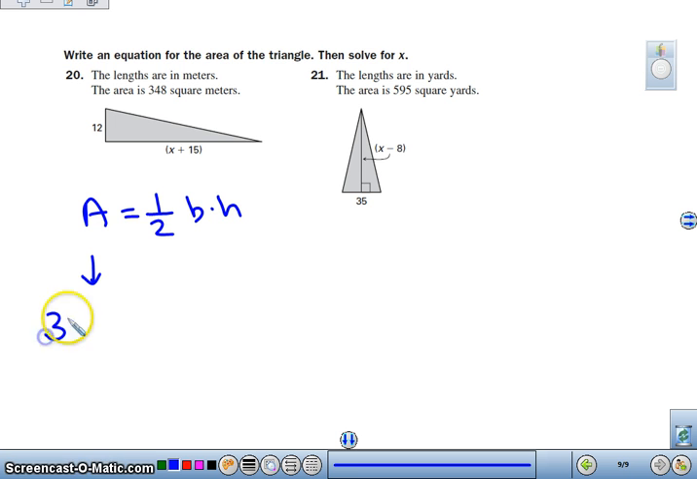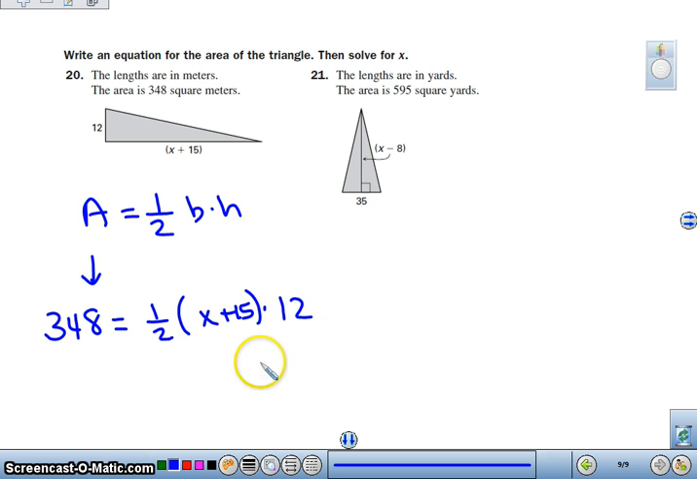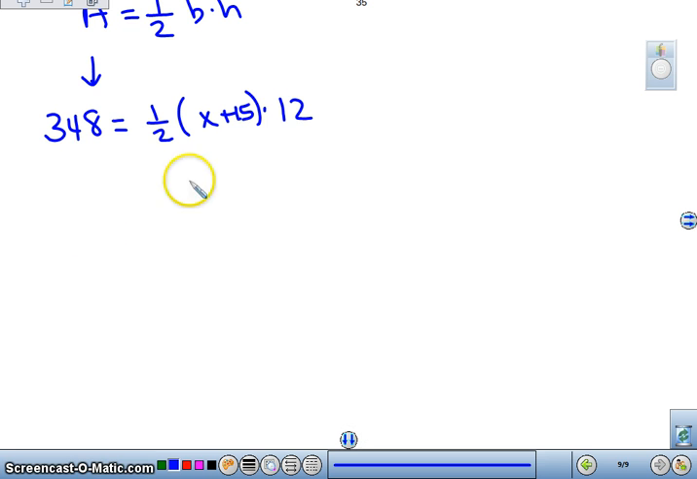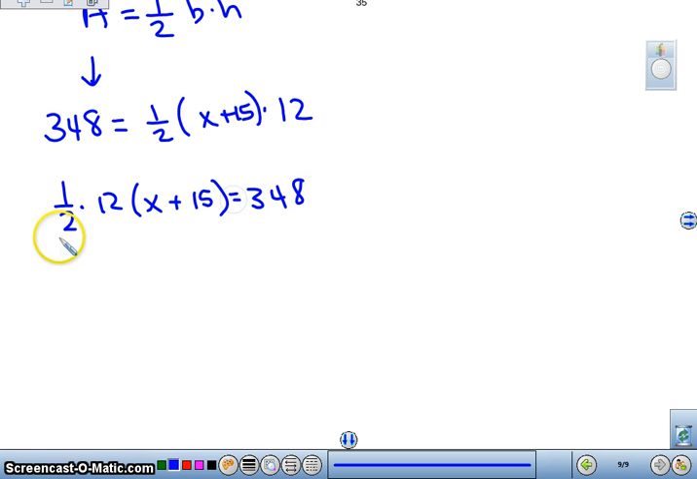You're going to write down 348 equals 1/2. My base is x plus 15. My height is 12. Can I rearrange this side of the equation? Yes. Can I switch sides? Yes. So I might want to write it as a 1/2 times 12 times x plus 15 equals 348. This makes a lot more sense, right? 1/2 of 12 is 6. Times x plus 15 equals 348.